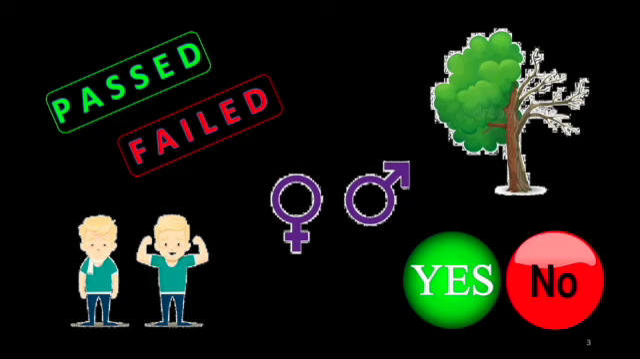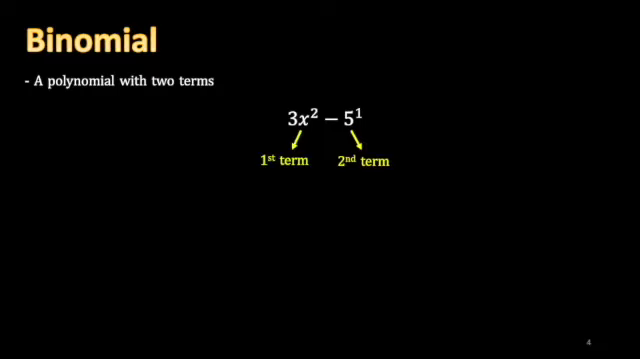Ang objective ng video na to is malaman natin kung anong process ang ginagamit to determine the probability of those experiments na meron lamang two outcomes with a replacement. Binomial. Sabi dito, a polynomial with two terms. Ganyan natin siya dinidescribe. For example, 3x squared minus 5. 3x squared minus 5 can be also written as 3x squared minus 5 raised to 1. And obviously, ito yung ating first term and second term. And these are the exponents.